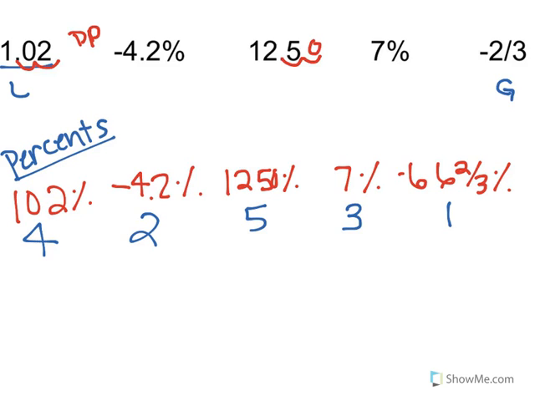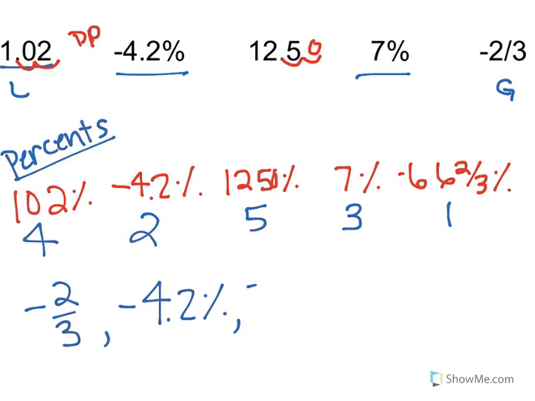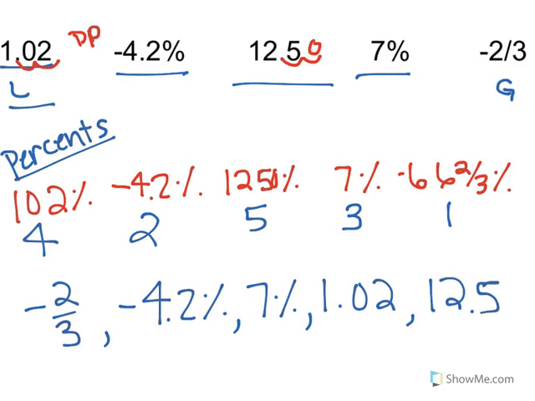So we could go back up to the top. Least to greatest would be the negative 2/3, then negative 4.2%, then the 7%, then the 1.02, and then the 12.5. And that is least to greatest.